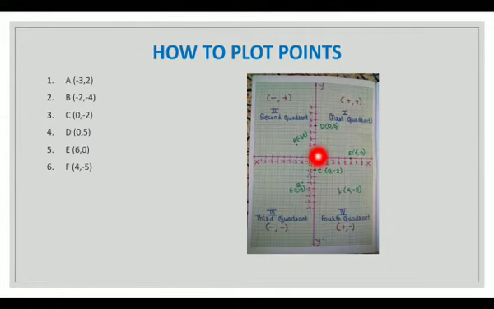E (6, 0). So I have to start at the origin. As x is positive 6. So I have to move towards right by 6 places and y is 0. So here is the point E (6, 0). F (4, -5). So I have to start at the origin. As x is 4. So I have to move towards right by 4 places and y is -5. So I have to move down by 5 places. So here is the point F (4, -5).